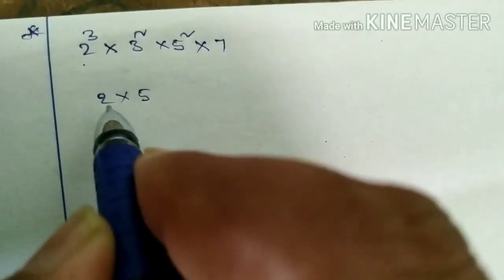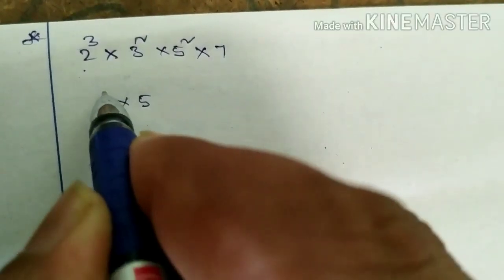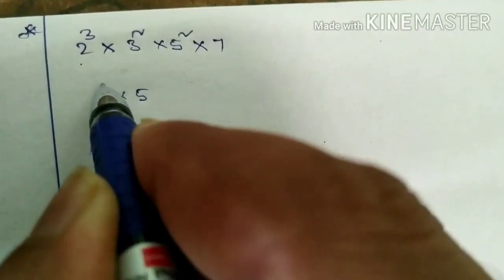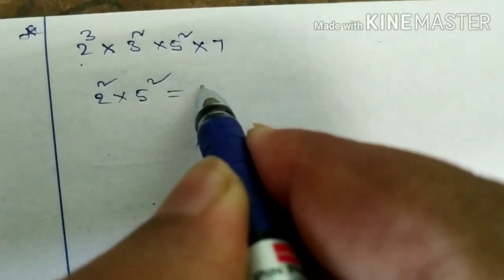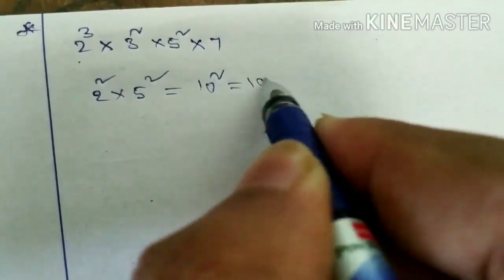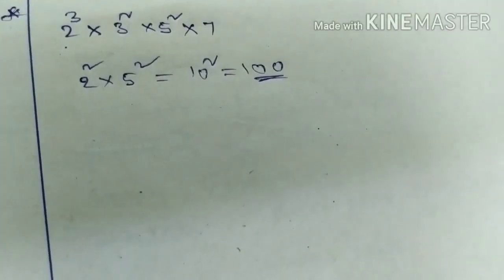Powers are exponents. 2 and 5, two numbers are there. These are two prime numbers. What is the highest exponent? 2 square, 5 square. So 2 5s are 10. 10 square means 100. Two consecutive zeros.